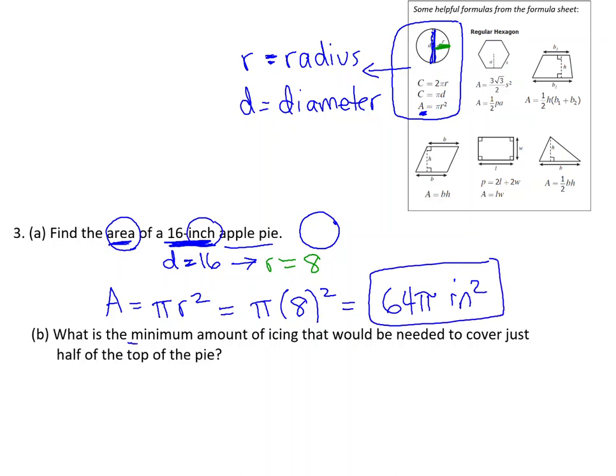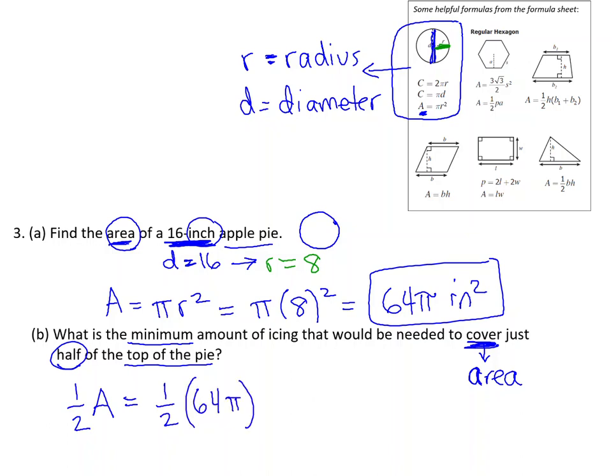Part B, what is the minimum amount of icing that would be needed to cover, remember that cover means area, just half of the top of the pie? That means I need half of the area. Half of the area I found in the previous problem, 64 pi, is 32 pi, and of course the units are inches squared.